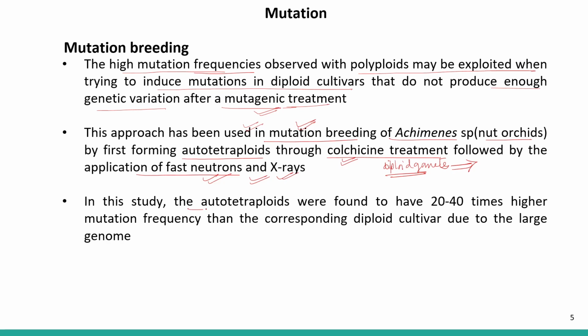In this study, the autotetraploids were found to have 20 to 40 times higher mutation frequency than the corresponding diploid cultivar. If we compare the diploid crop and the autotetraploid crop of the same type, we are having 20 to 40 times higher mutation frequency in the autotetraploids compared to the diploid cultivar. Okay.